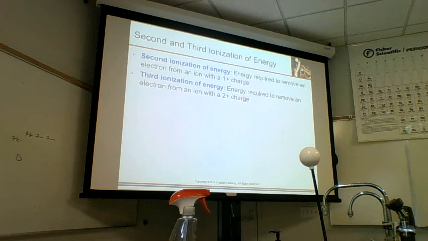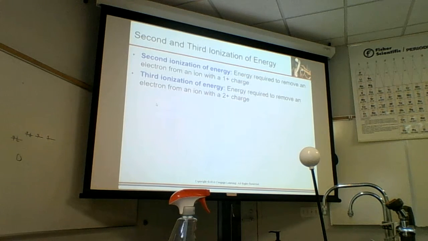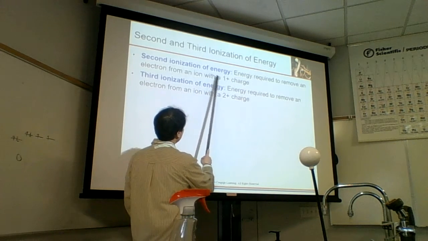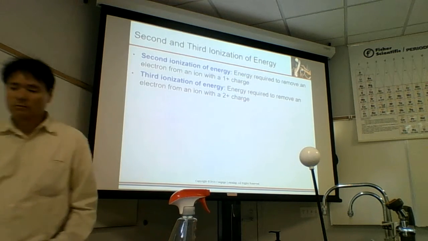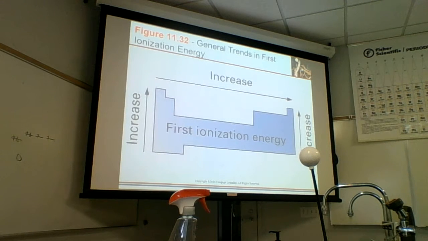We have second ionization energies and third ionization energies and fourth ionization energies. The first ionization energy creates an ion with a +1 charge. The second ionization energy creates an ion with a +2 charge. The third ionization will result in a +3 charge. This is the trend in first ionization energies. This trend looks exactly like the size trend, basically.